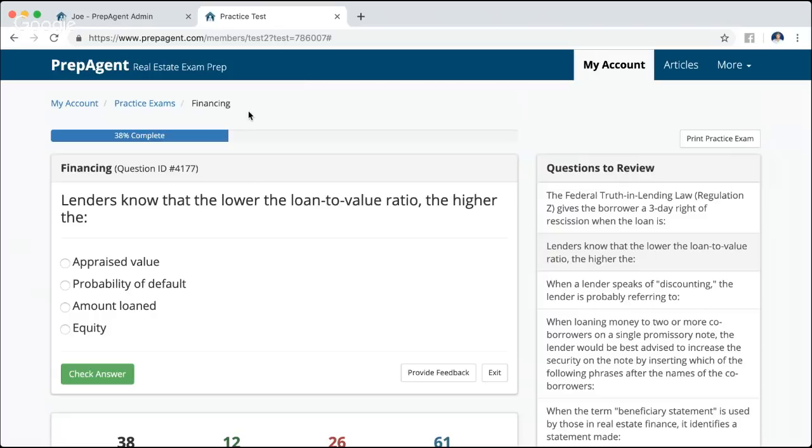Lender knows that the lower the loan-to-value ratio, the higher the A, appraised value, B, probability of default, C, amount loaned, or D, equity.